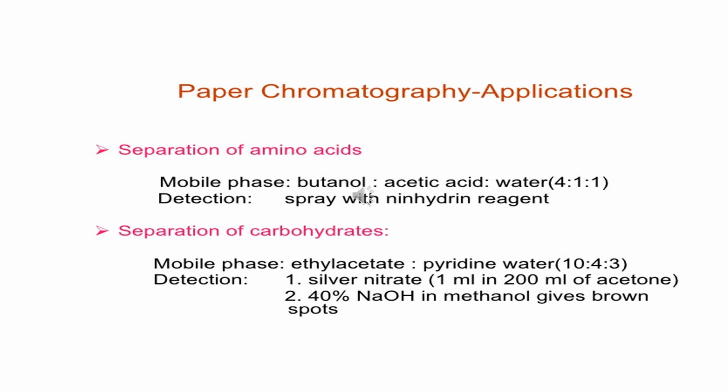Second one is separation of carbohydrates. Mobile phase is ethyl acetate to pyridine to water, 10 to 4 to 3. Detection: first by silver nitrate, 1 ml in 200 ml of acetone, and second is 40% NaOH in methanol, which gives a brown spot.